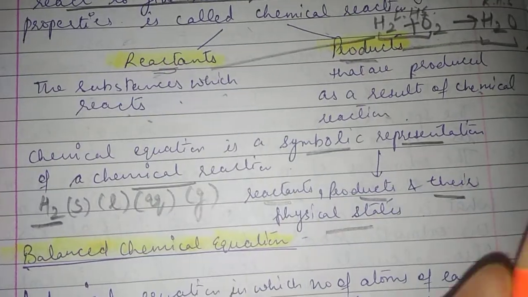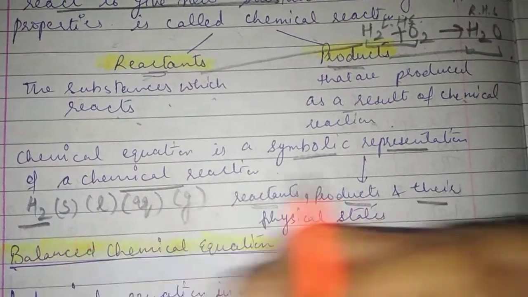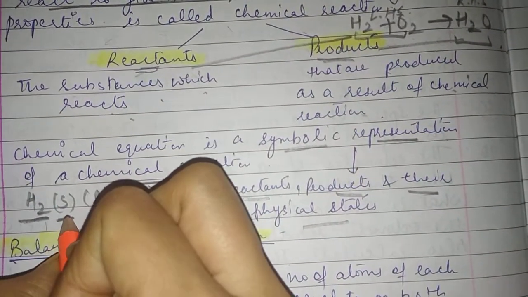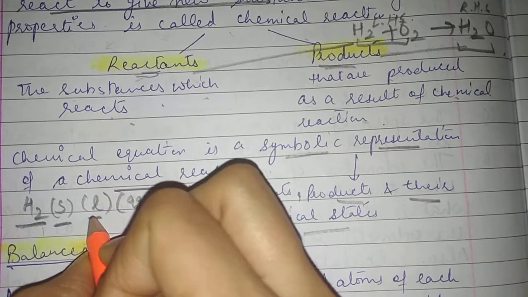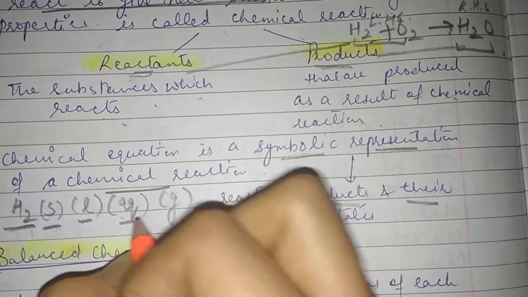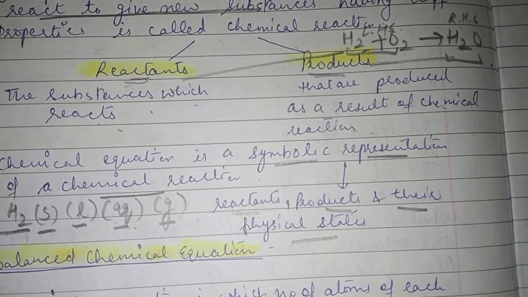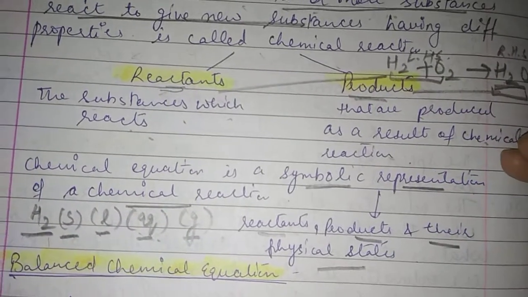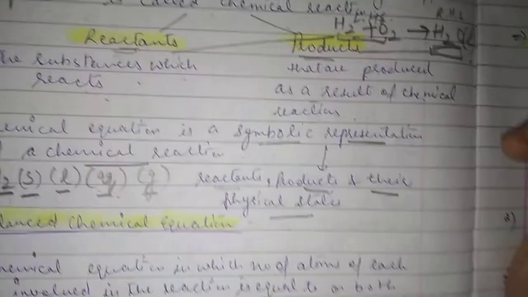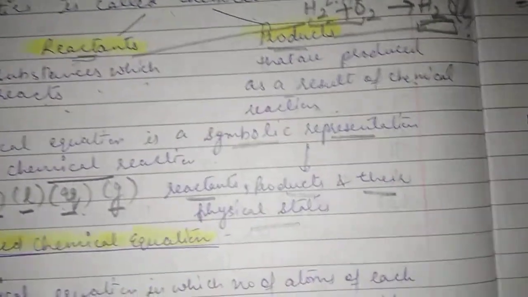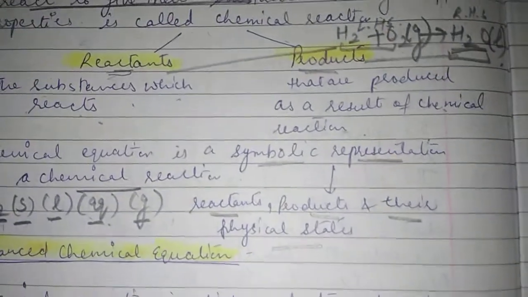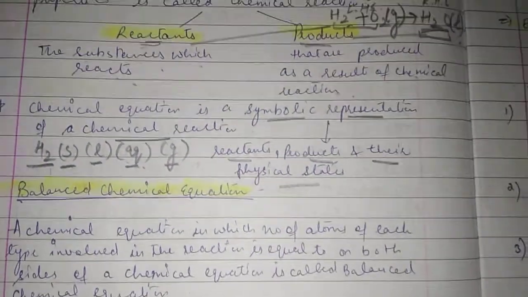These are the symbols of the physical state. S denotes solid, L denotes liquid, AQ denotes aqueous and G denotes gaseous. So water is in liquid state, we write L in the bracket. Oxygen is in gas form, we write G in the bracket. Got it, my dear students?